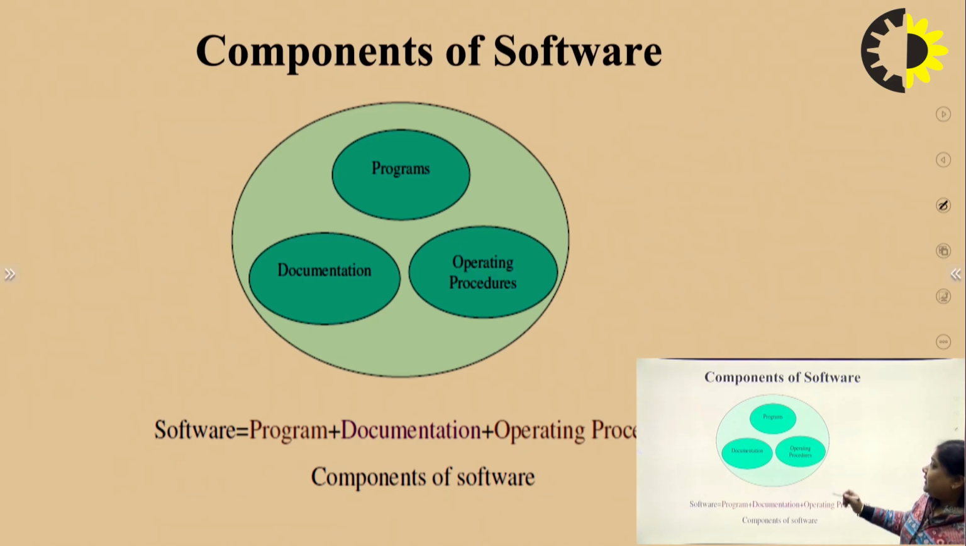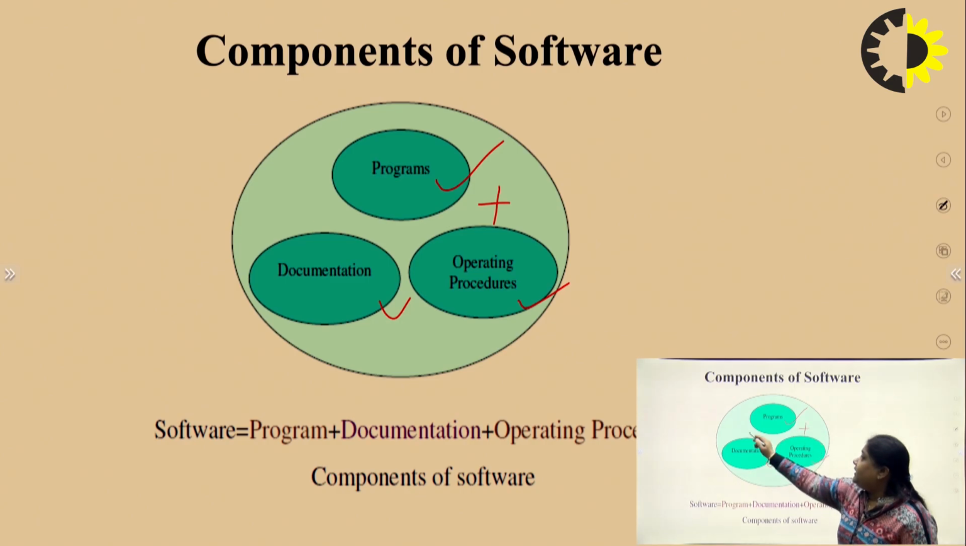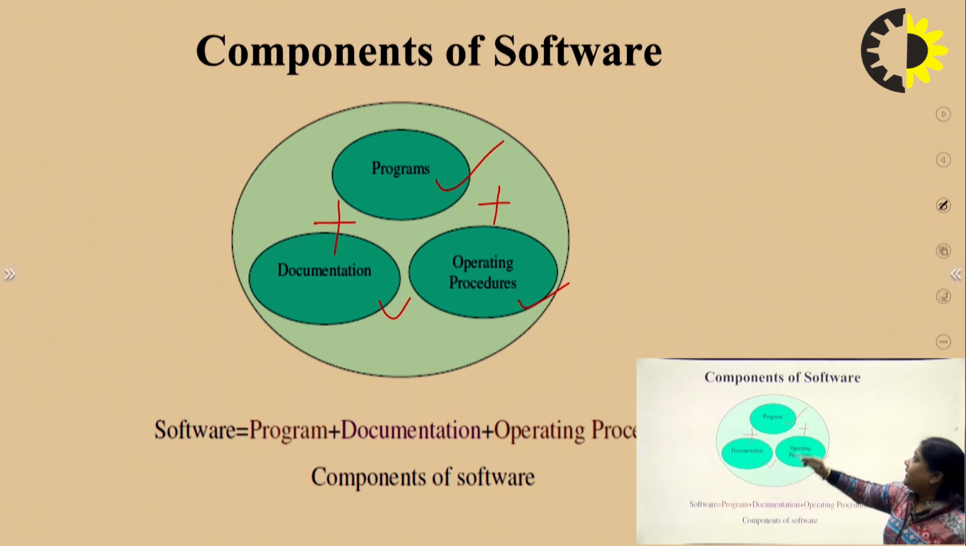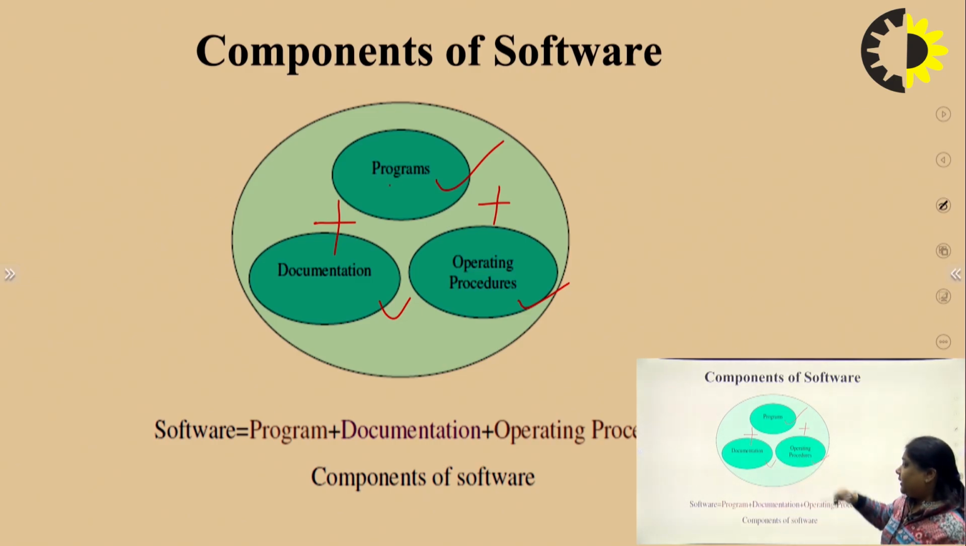So these are the components of software: program, documentation, and operating procedures. The combination of these three makes the software. So software equals program plus documentation plus operating procedures.